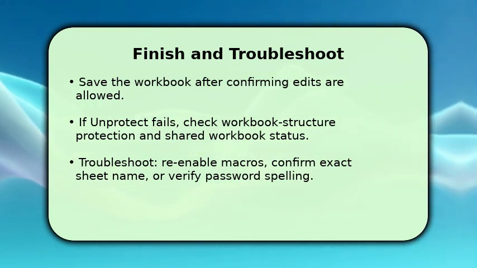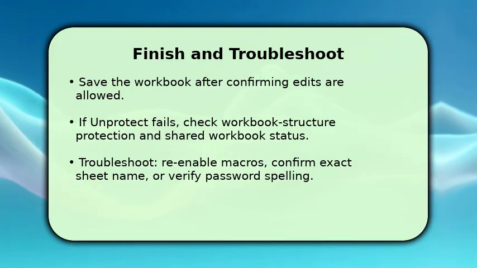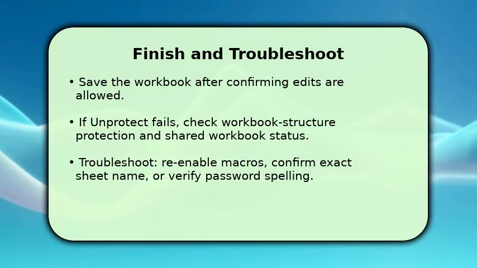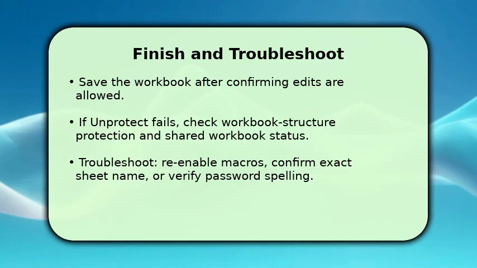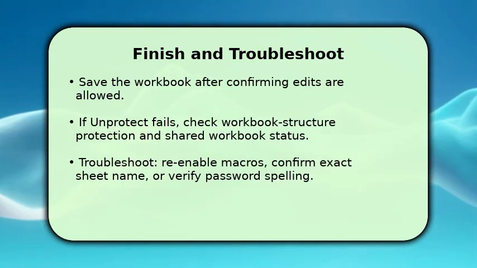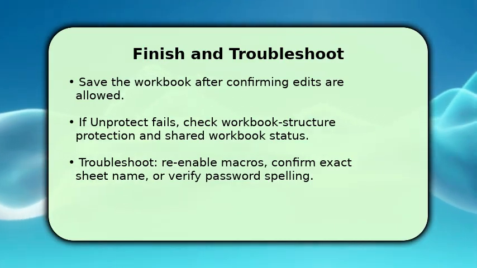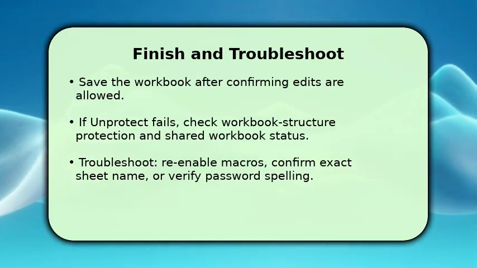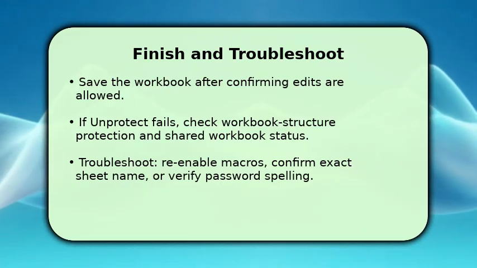If the Unprotect line fails, make sure workbook structure protection is off and the file is not shared or protected by external services. Once done, re-enable any macros you need and lock the sheet again if necessary. A key troubleshooting tip: if Unprotect reports an error, recheck the exact sheet name and password spelling, and ensure macros are actually enabled before retrying.